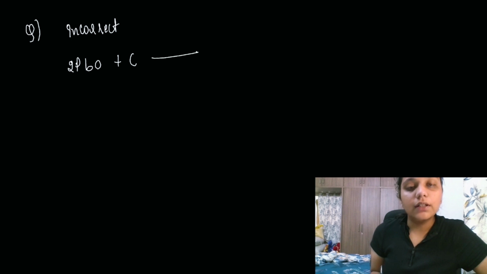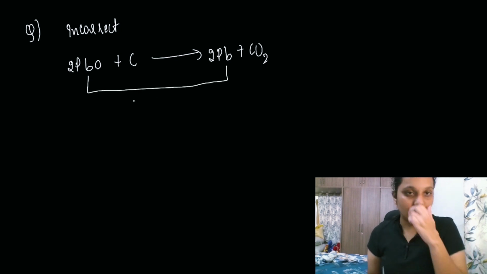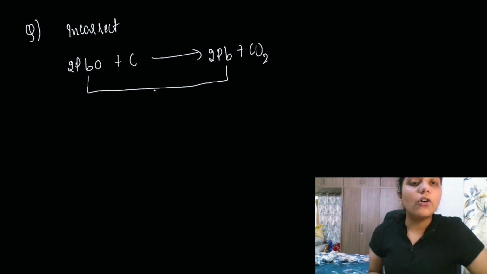Fine. The next question asks which of the following statements about the reaction is incorrect. The reaction is 2PbO plus carbon reacts and gives 2Pb plus CO2. So you see PbO, which is lead oxide, is getting reduced and carbon is getting oxidized. So it is a redox reaction, because there is a removal of oxygen here and an addition of oxygen there.